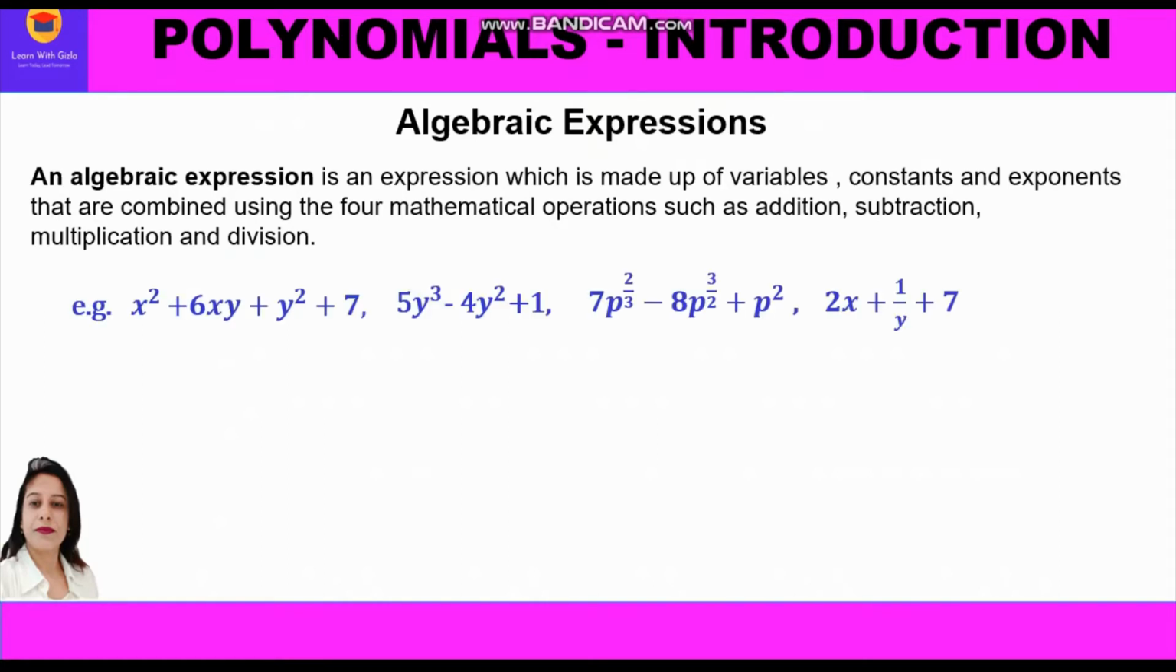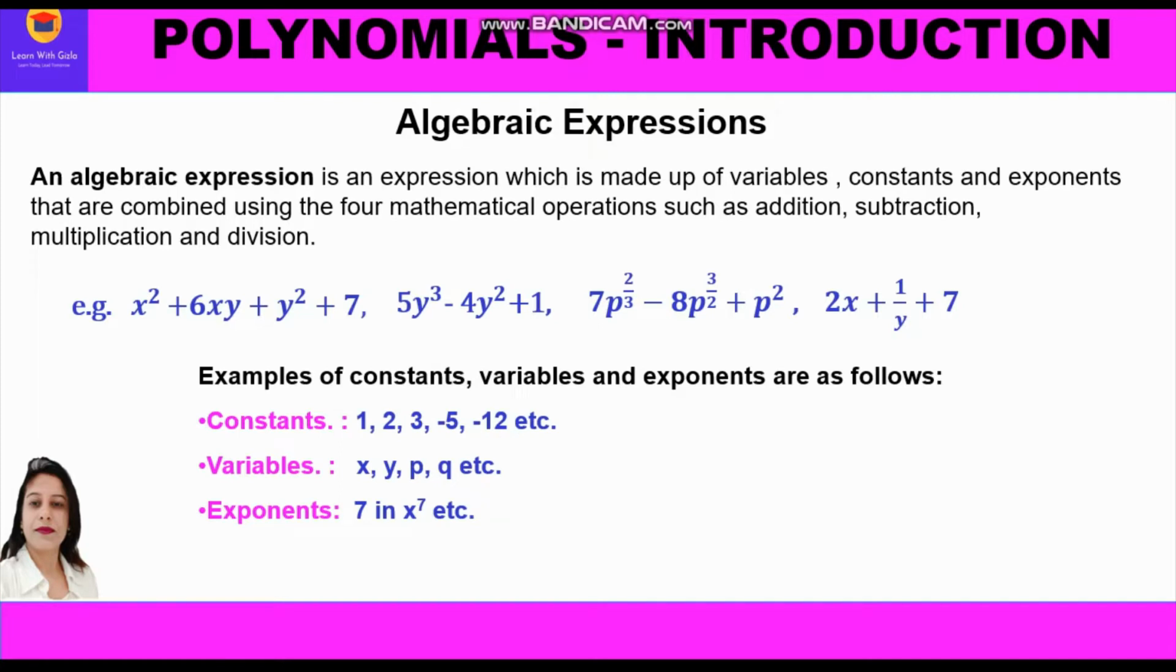The first one has two variables x and y and the power is positive. The second has one variable and the power is a positive integer, and the third one has one variable but the power is a rational number, or you can say a fraction. And the fourth one has two variables, x and y, and the power of x is a positive integer but the power of y is a negative integer, because when we bring it to the numerator it will become y raised to power minus 1.